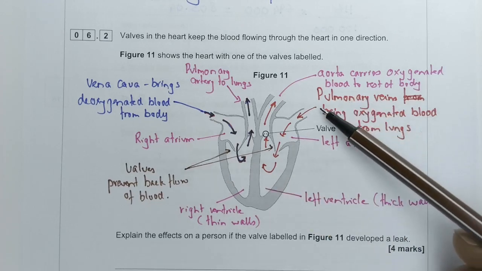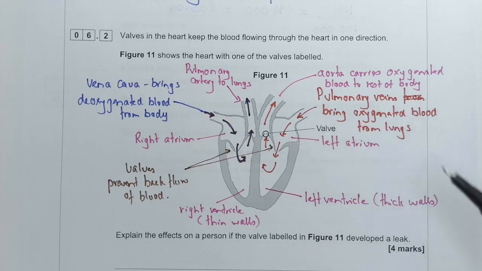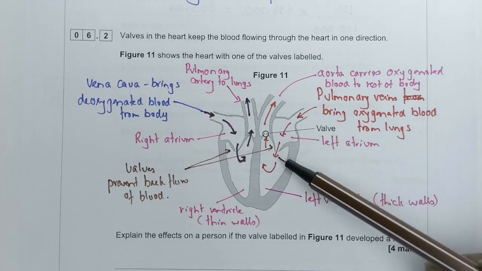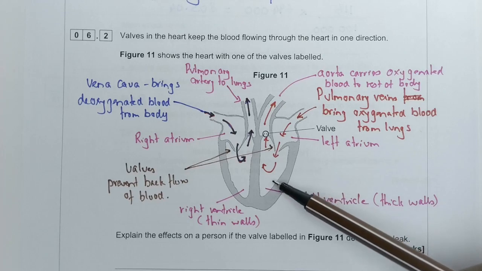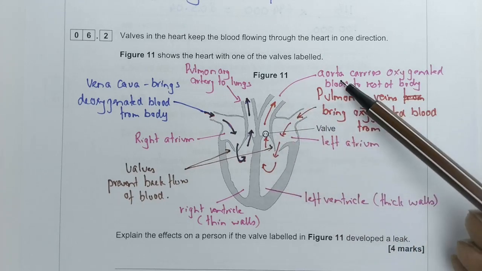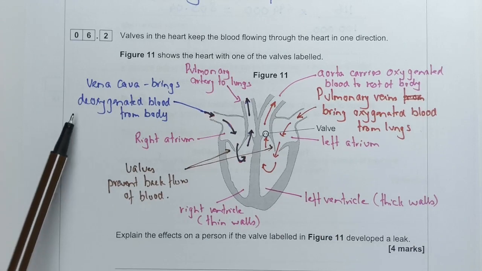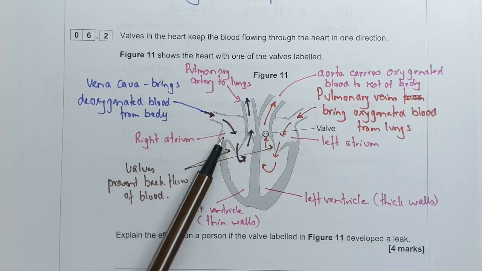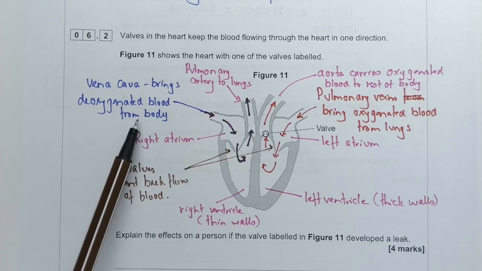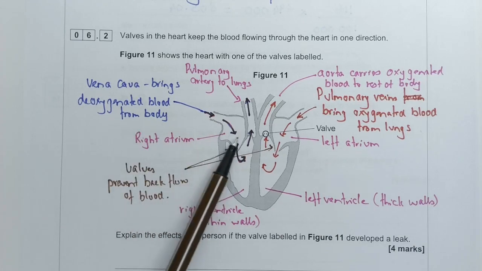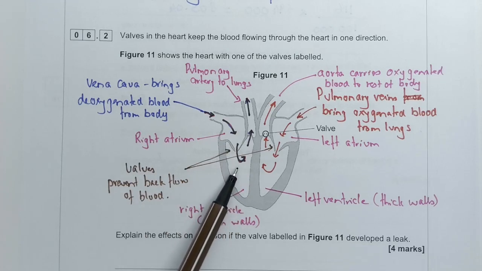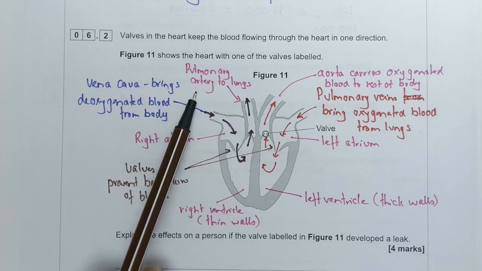Now blood comes through the pulmonary vein, which brings oxygenated blood from the lungs, and once it moves from the atrium, it moves into the ventricles and then out through the aorta, which carries oxygenated blood to the rest of the body. On the right hand side, the vena cava brings deoxygenated blood, which I've marked with blue arrows, from the body, and once the atrium is filled up, it moves on to the ventricles, and from the ventricles it moves out just to the lungs.